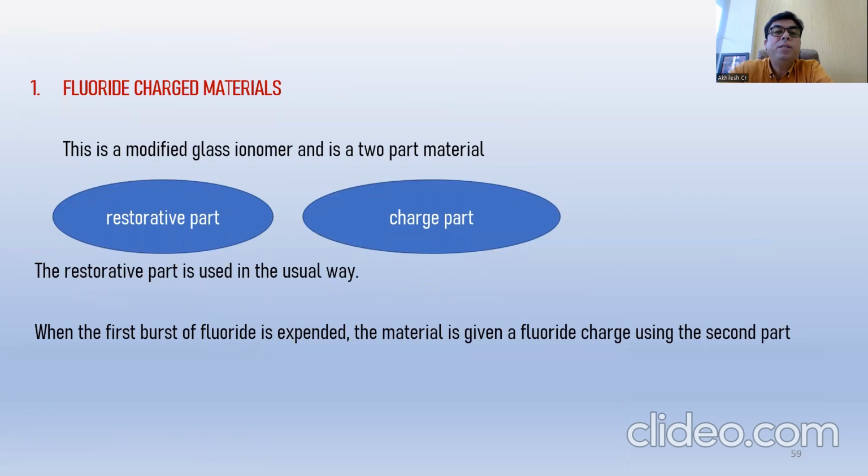What are fluoride charged materials? This is a modified glass ionomer and it is a two-part material. One is a restorative part and another one is a charged part. The restorative part is used in the usual way, and when the first burst of fluoride is expended, the material is given a fluoride charge using a second part.